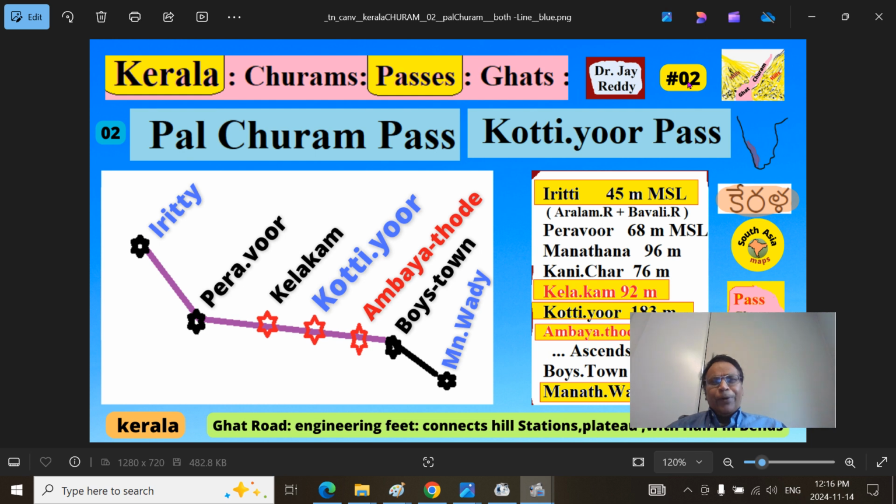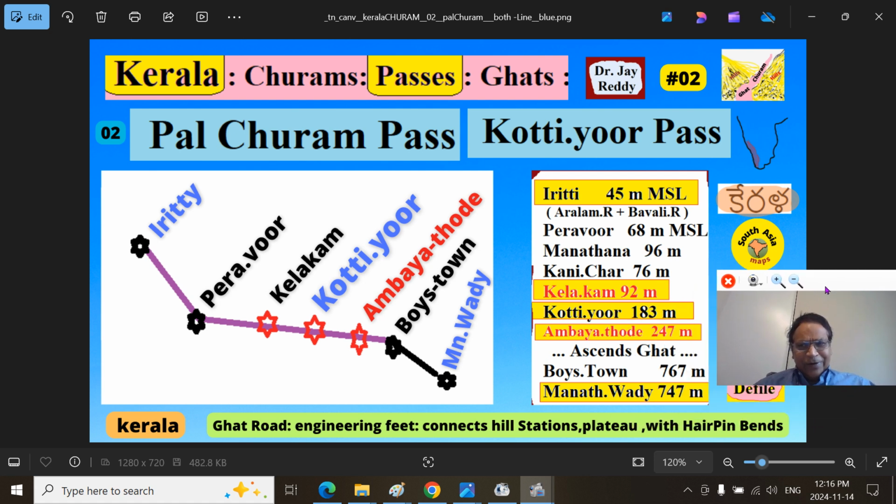As part 2, friends, we are continuing our Kerala province Churams, that is the local name for passes or Ghat sections, Ghat regions, mountain passes. We are talking about Palachuram Pass or Palchuram Pass, most popularly called KottiYoor Pass. That is also a famous temple town in Kerala, Malabar region. Palachuram Pass, KottiYoor Pass. Sometimes we'll also see AmbayaThode Pass.